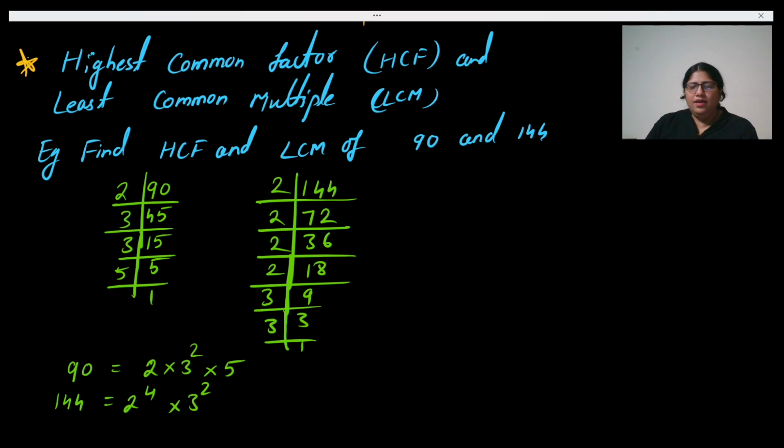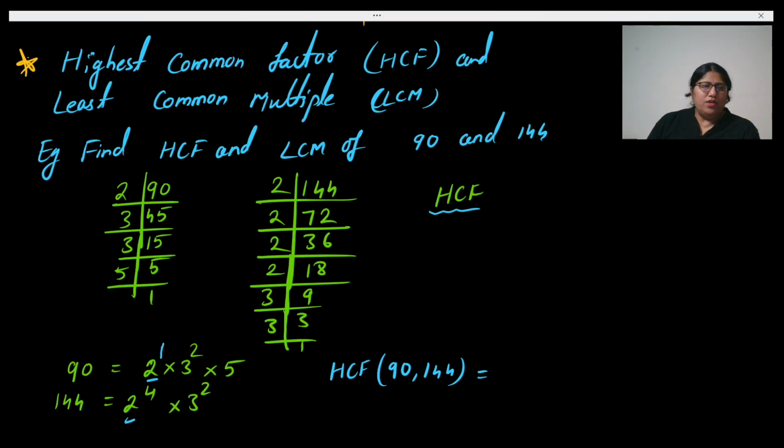Now you need to know that to calculate the HCF, we take the maximum possible common factor, right? So you take the least value of the exponent. You need to remember this when finding the HCF of 90 and 144; this is the way you write it. Here 2 is a common factor. In 90 there is no power, so it is 2 to the power 1. Now 2 to the power 1 and 2 to the power 4. What is the highest possible common value? It is 2 to the power 1.